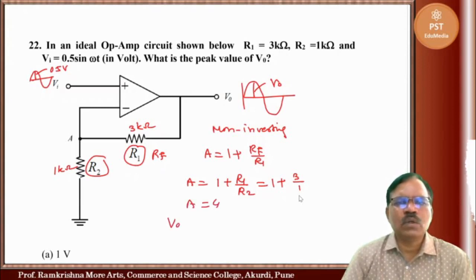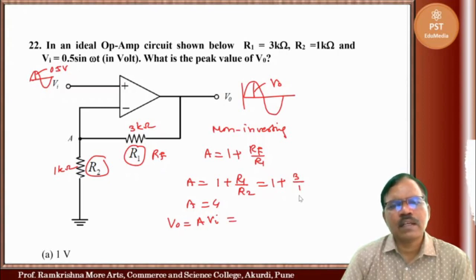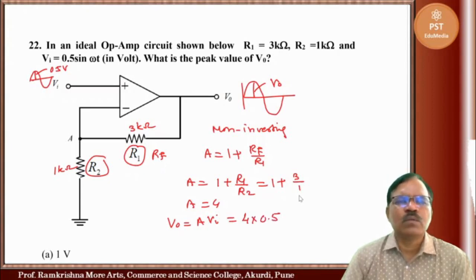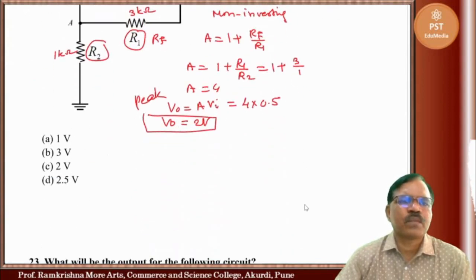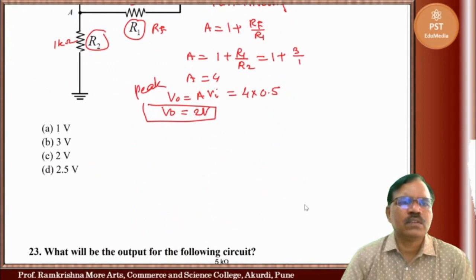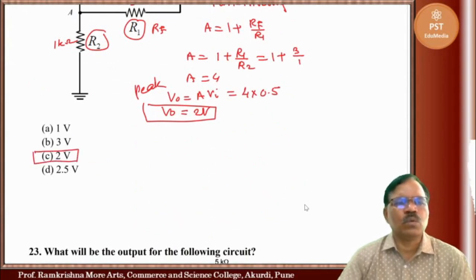What is V0? It is A times Vi. So you will get here A is 4 into, I can use peak value 0.4, so it is 2 volt. So this is peak value, means this value, peak value, it is 2 volt. So here it is 2 volt.